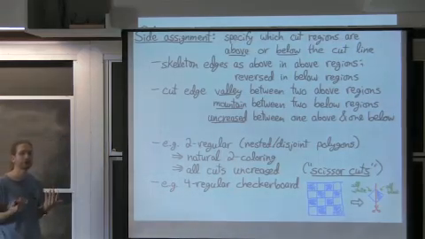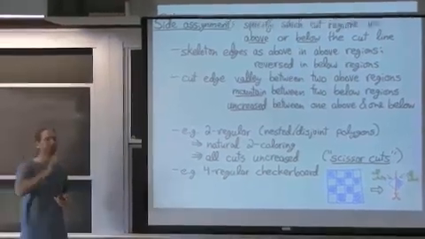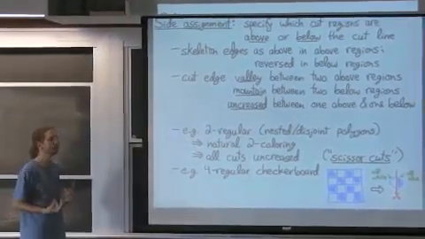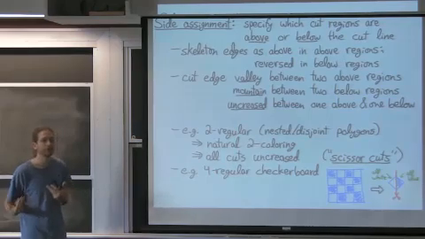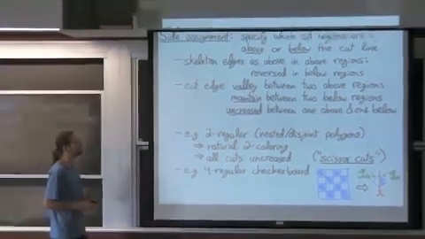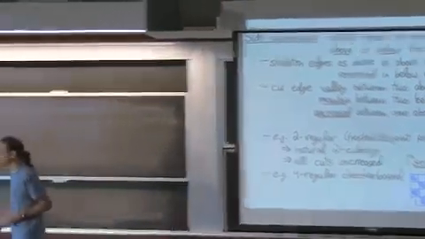Now, with even degree vertices, this is great. You can just alternate around and say above, below, above, below. With odd degree vertices, you can't. So you're going to have two regions that are adjacent to each other, which are both above or both below. So what does that mean? It means it's a little bit hard to cut.